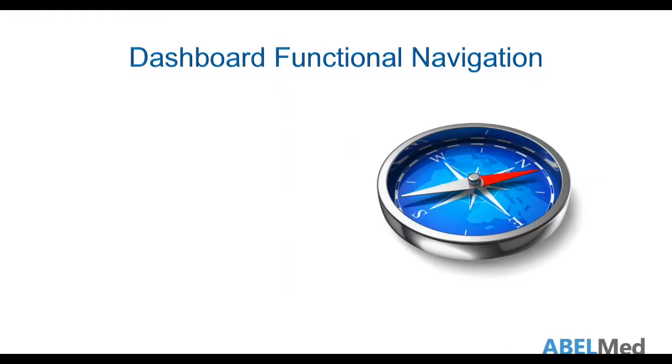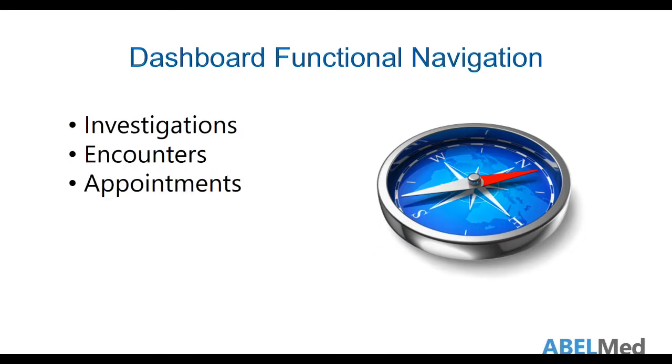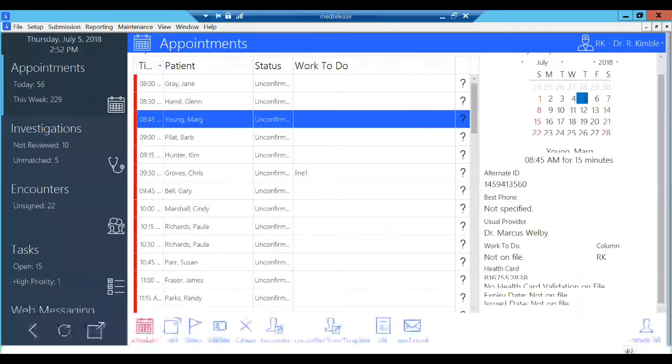Now we're going to go into the actual dashboard functional navigation. We're going to go through the different sections, investigations, encounters, appointments, tasks, and we're going to do that in the program. So let's jump in here. The first screen that most people see when they come in is appointments. This is your patient's appointments that you have for today. You can easily change the day by clicking on any day on the calendar here, or change the month or change the year.